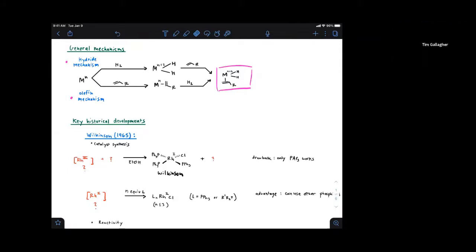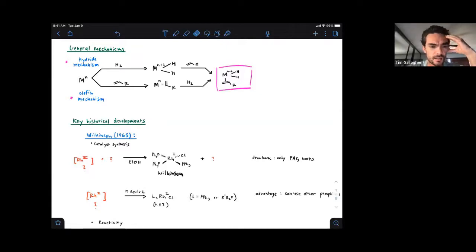Maybe if you start with, I don't know if it's rhodium chloride, and try and reduce it down with just triphenylphosphine. I love it, Tim. That's great. I think your intuition is spot on here.